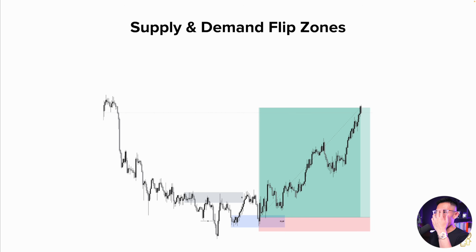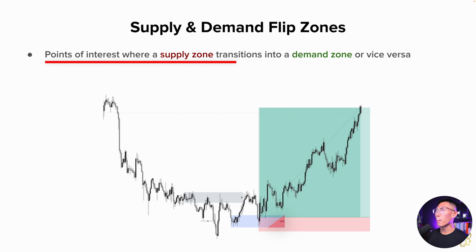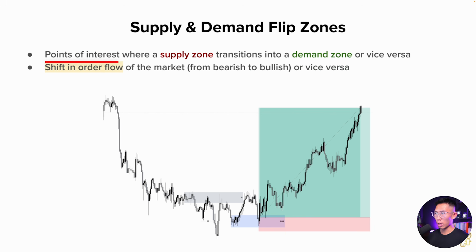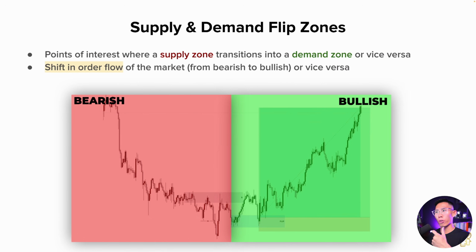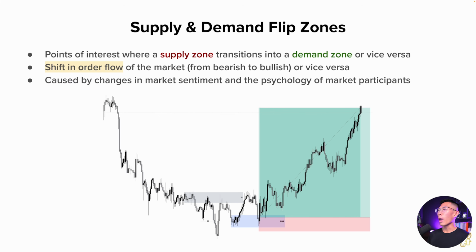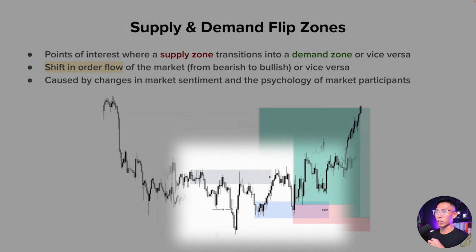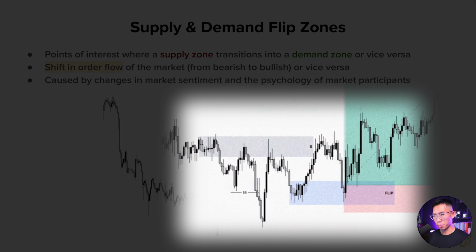So what are supply and demand flip zones? They are basically points of interest where a supply zone transitions into a demand zone or vice versa. And they signal to us a shift in order flow of the market. They tell us price has just gone from bearish to bullish or bullish to bearish, and it basically tells us that price is going to reverse. And it's caused by changes in the market sentiment and the psychology of the market participants.